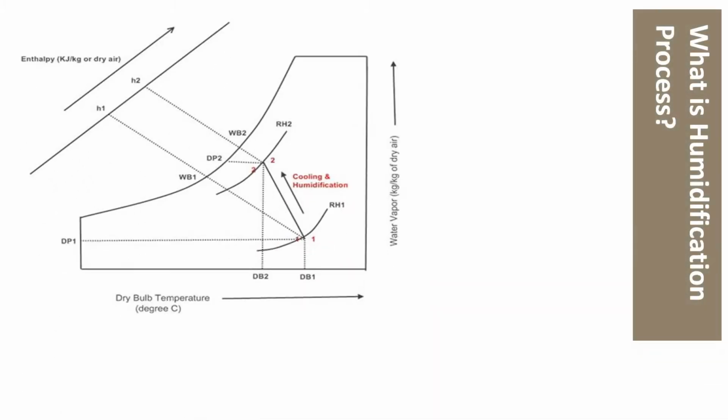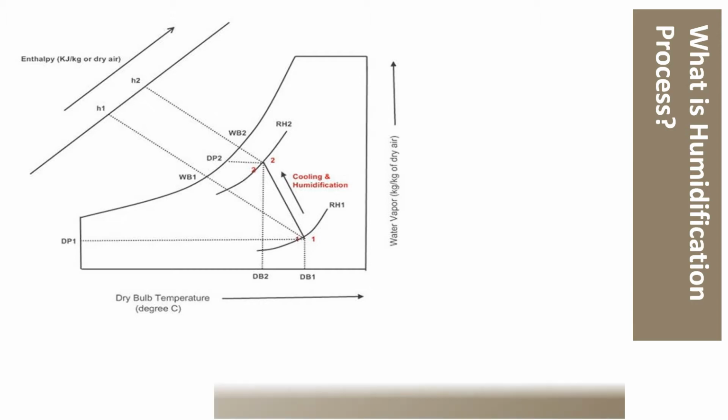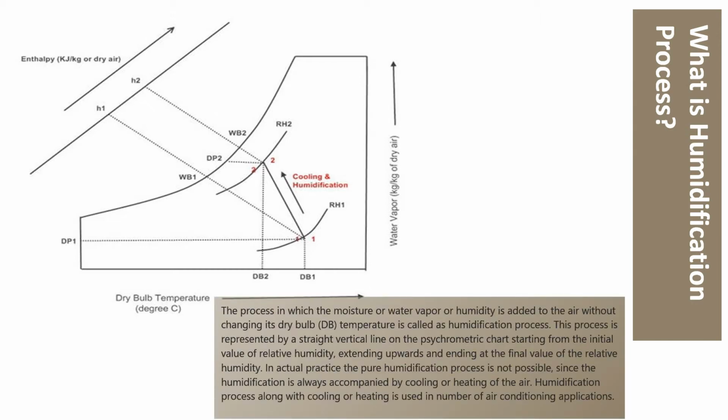Next, we want to know what is the humidification process. The humidification process is the process in which moisture or water vapor or humidity is added to the air without changing its dry bulb temperature. This process is represented by a straight vertical line on the psychrometric chart, starting from the initial value of relative humidity, extending upwards and ending at the final value of the relative humidity.